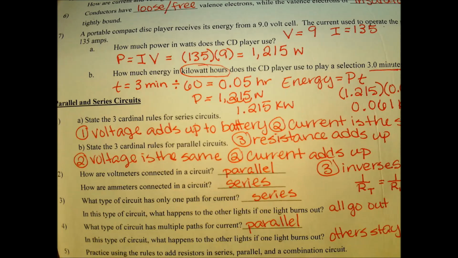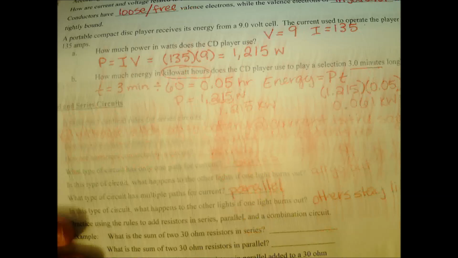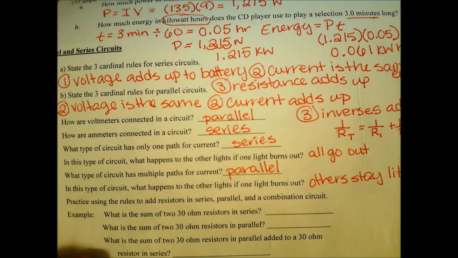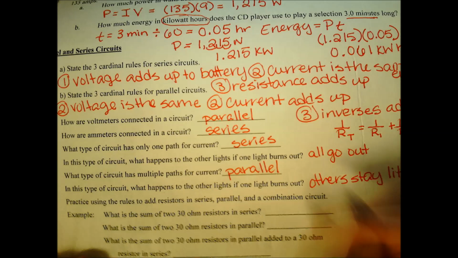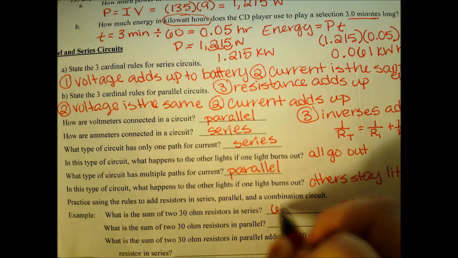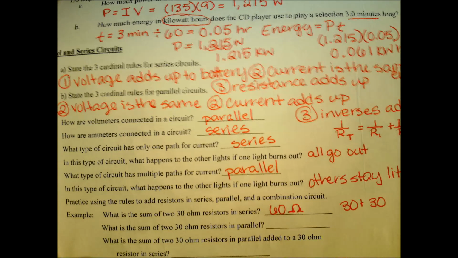Practice using the rules to add resistors in series, parallel, and combination. Series and parallel are going to be pretty simple. Combination gets weird. What is the sum of two 30 ohm resistors in series? So this is literally 30 plus 30. So our answer is 60 ohms.